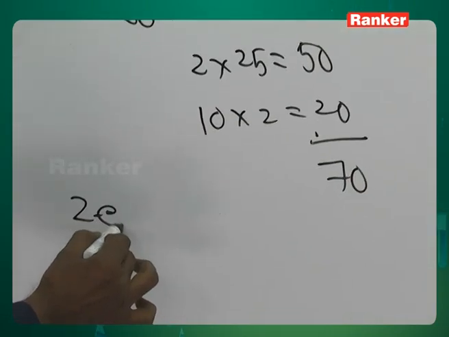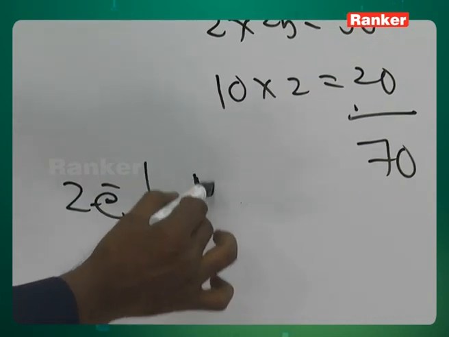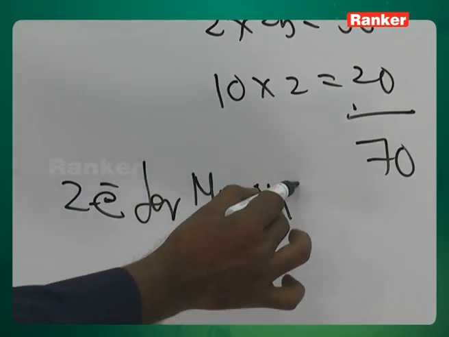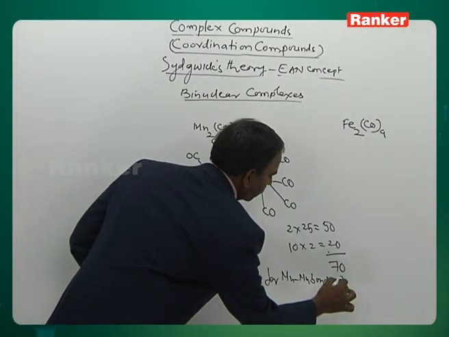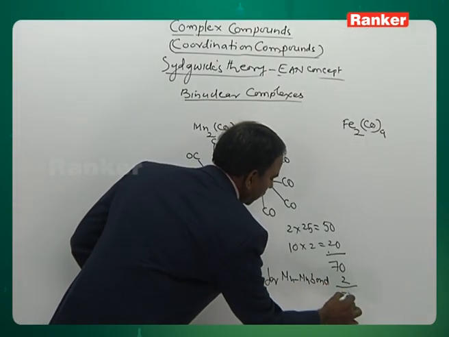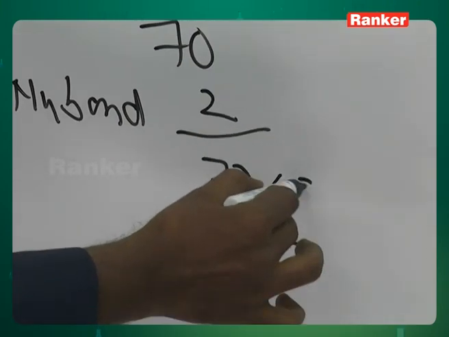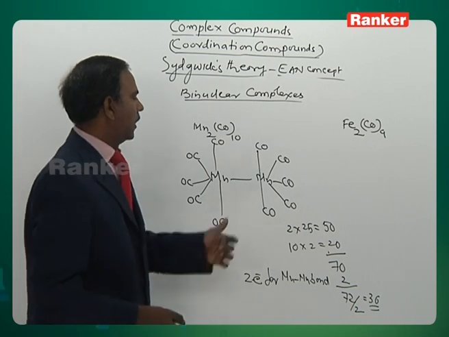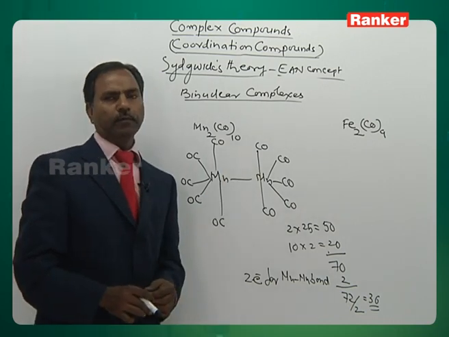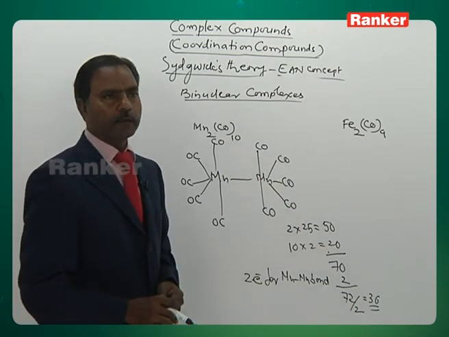2 electrons for the Mn–Mn bond. Then it is coming to be 72. 72 by 2, then you are getting 36 EAN. Next, one more complex I will show, Fe2(CO)9.